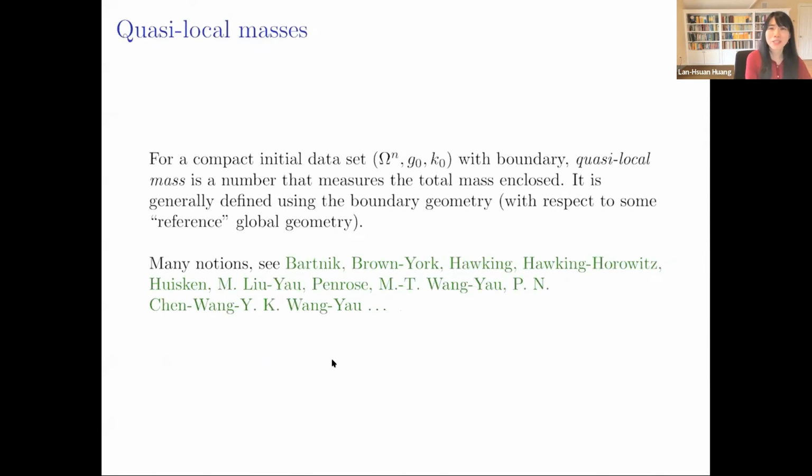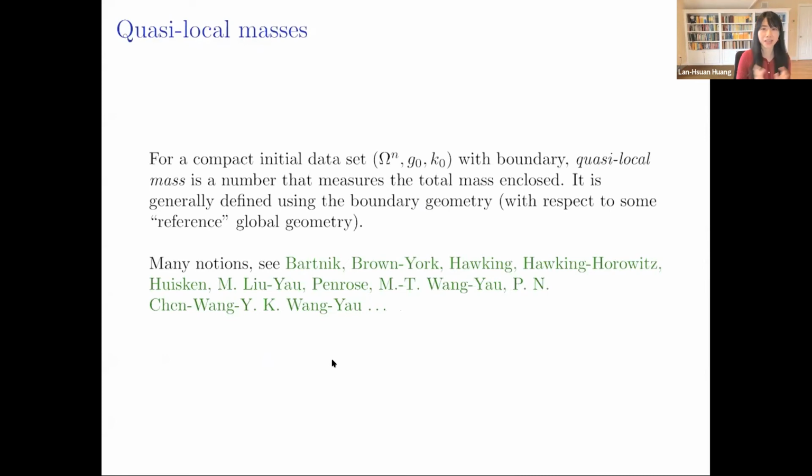So before we mention why anything we talked about earlier has a relation to quasi-local mass, first, what would be the quasi-local mass, right? We already heard in several talks. Roughly speaking, for a compact initial data set with boundary, you want to give a number, called the quasi-local mass, that will measure the total mass enclosed.